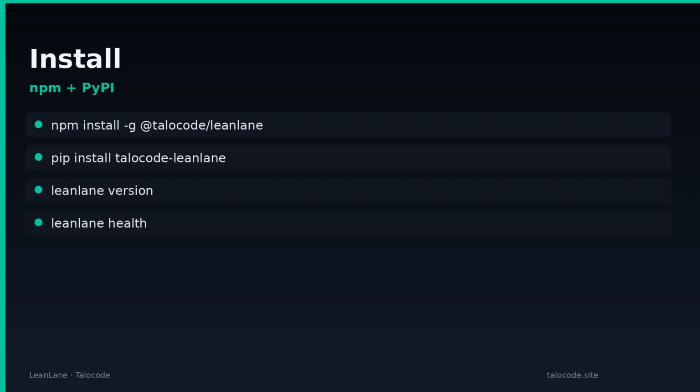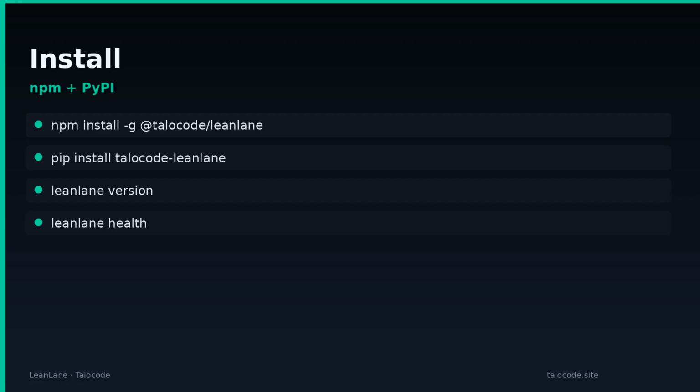Prefer Python? Run pip install talocode-leanlane. Import decide and score_diff from leanlane. The local engine mirrors the TypeScript core for the common workflows. The node CLI remains the richest surface for Git scoring and MCP.